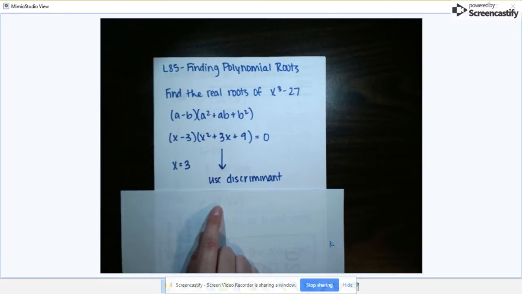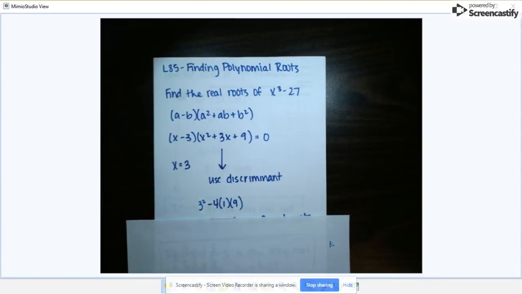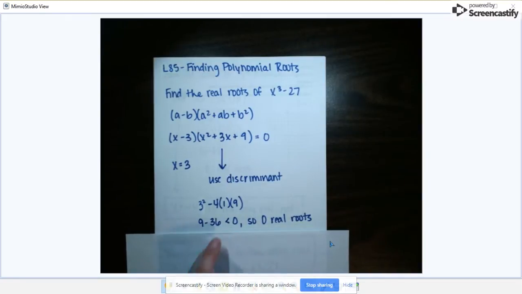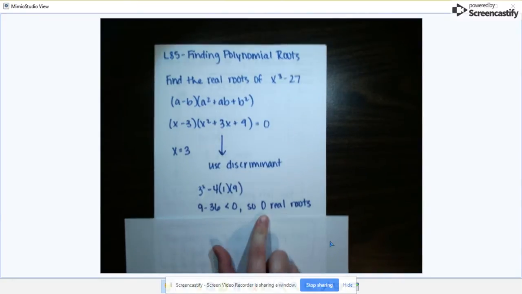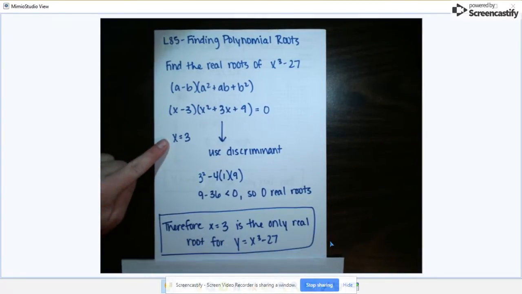So I went ahead and solved this first piece to find that root. Remember, in order to solve, you set each of these pieces equal to 0. Well, x minus 3 equal to 0 would give us x equals 3 as the root. And then, like I said, we're going to use the discriminant to solve this x squared part. So our b squared minus 4ac comes out to be 9 minus 36. Again, I don't care what the number itself is, but I know that 9 minus 36 is going to be less than 0. So that means we have 0 real roots. So our only root for this problem would be x equals 3.